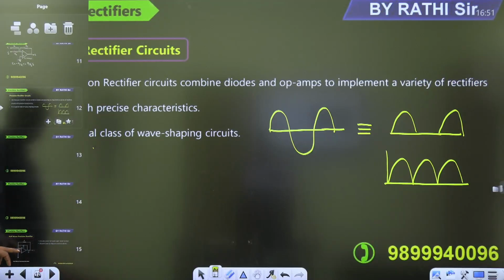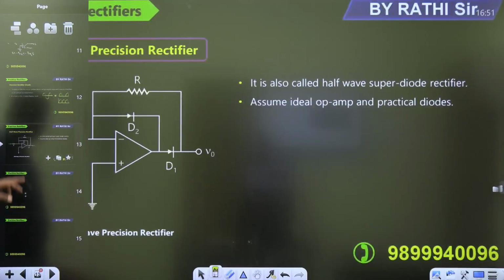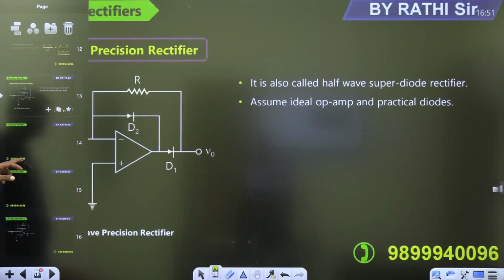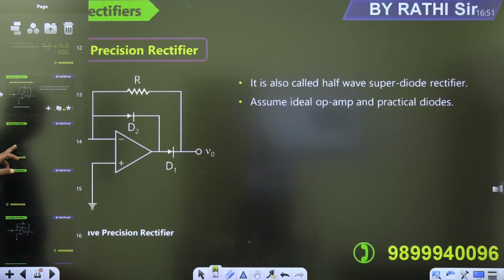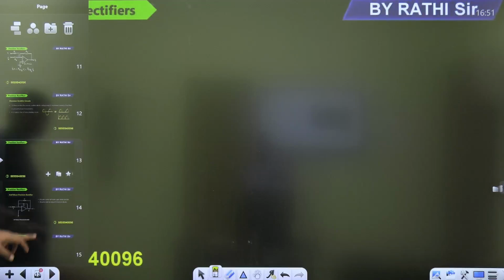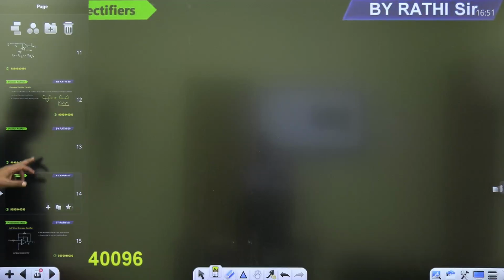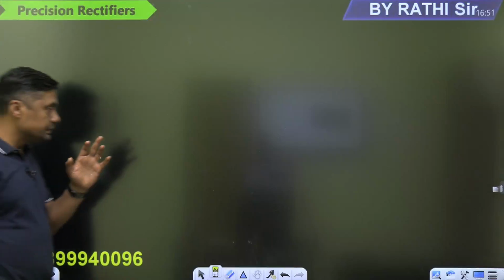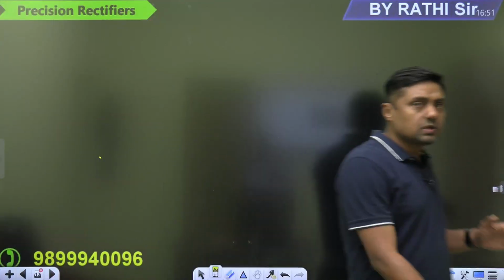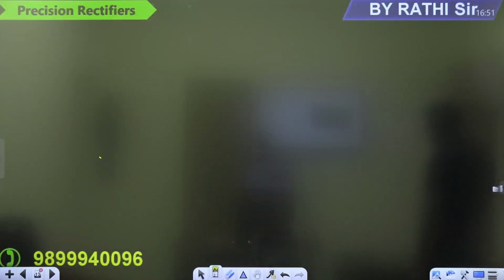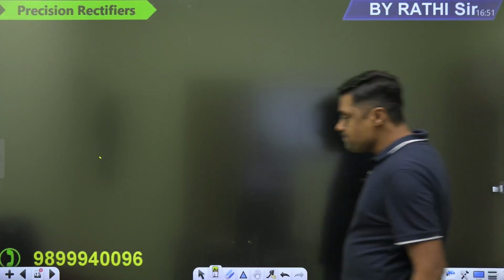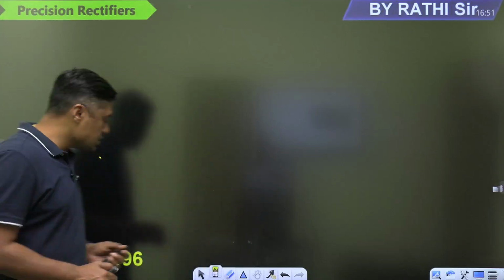Now, what is the precision rectifier? One by one I am going to discuss here. First of all, then at the end you will get the answer to all your questions. First, just watch this circuit.